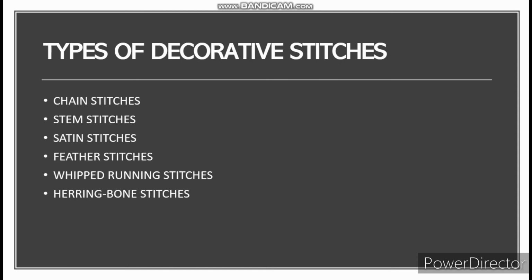We are going to see a lot of samples of each of these types of decorative stitches so that we can be able to identify them anytime we see them. In this lesson also, we will look at chain stitches, stem stitches, and satin stitches. So thereby, in our next class, we are going to complete the other types of decorative stitches. That is the feather stitches, whipped running stitches, and herringbone stitches. Now let's move.